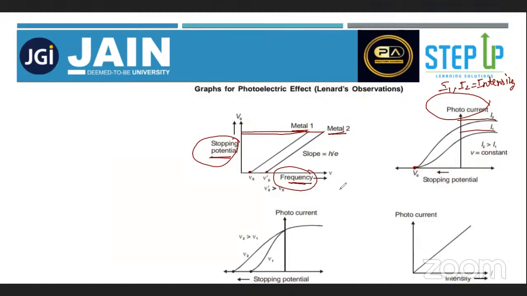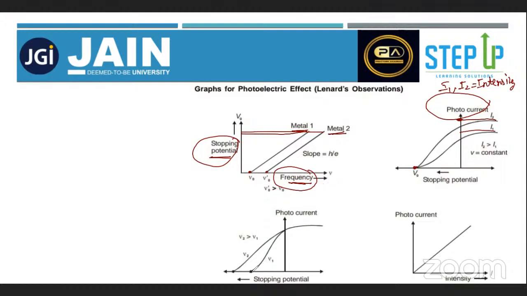So when I increase the intensity, the photo current or ejection of photoelectrons can vary. More photoelectrons will get ejected. If the intensity is higher, it will have more ejection. So I2 is greater, so there will be more ejection of photoelectrons, and so more production of photocurrent. Same situation.